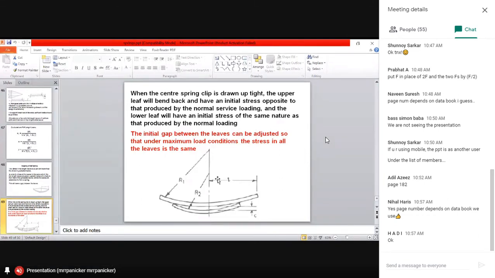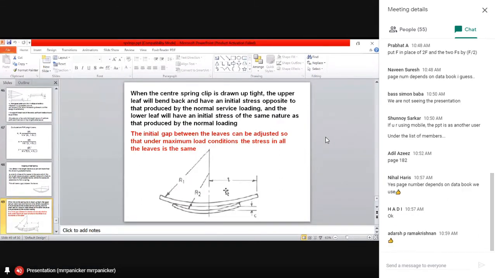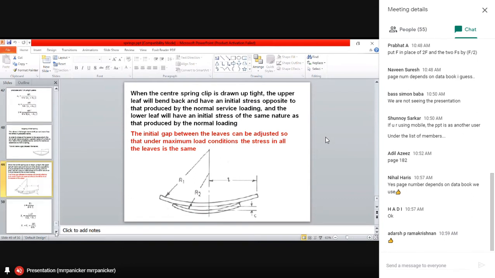During assembly, we are tightening with the bolt. Both the leaves will be stressed. The top leaf will be stressed in the opposite direction, and the bottom leaf will be stressed in the same direction. So you are pre-stressing before applying the external load, and when it is loaded maximum, the stress in all the leaves will remain the same. So this is the theory behind it.